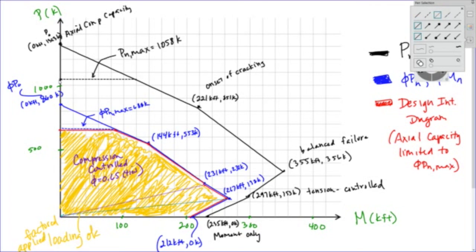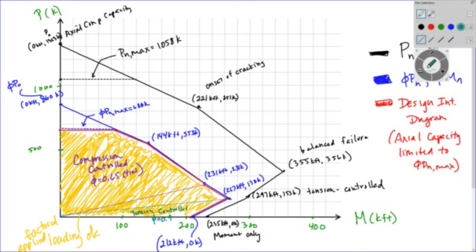I just drew that line from 0 to the tension controlled. Tension controlled and moment both had a phi of 0.9. They were both tension controlled. So if your loading is below that teal line, you're in a tension controlled section. And I've run out of colors, I'll just go back to black. If you're in the middle, between that purple and teal line, you're in transition.